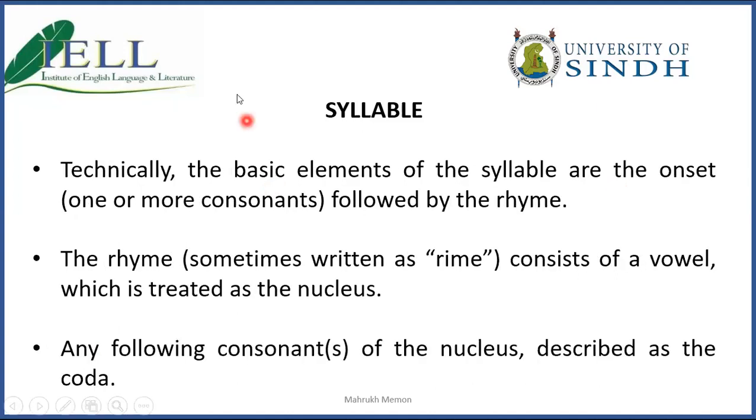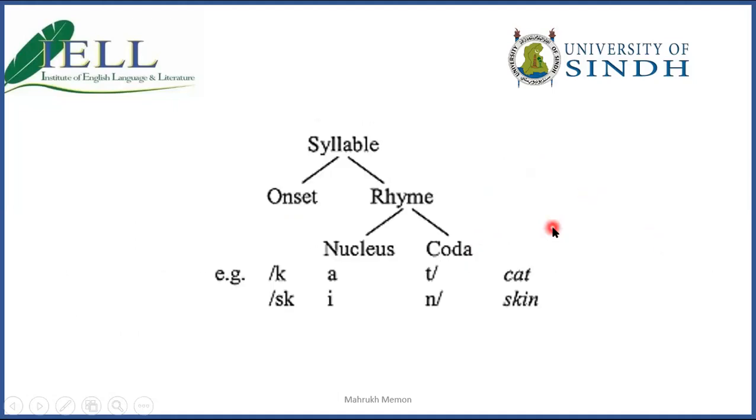Technically, the basic elements of the syllable are an onset, one or more consonants, followed by the rhyme. This is the main idea we already discussed, that a typical syllable has a consonant and then a vowel. The consonant part of the syllable is called the onset, and it has one or more consonants, followed by a rhyme. A rhyme is sometimes written as rime. It consists of a vowel which is treated as the nucleus. So in a syllable we have a consonant followed by a rhyme, and the rhyme is the vowel, and the vowel is often called the nucleus.